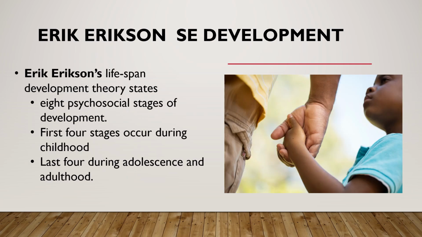So we're going to talk about Erikson's theory of socio-emotional development. Erik Erikson's lifespan development theory states that there are 8 psychosocial stages of development. According to this theory, the first 4 of the 8 stages occur during childhood, and the last 4 during adolescence and adulthood.